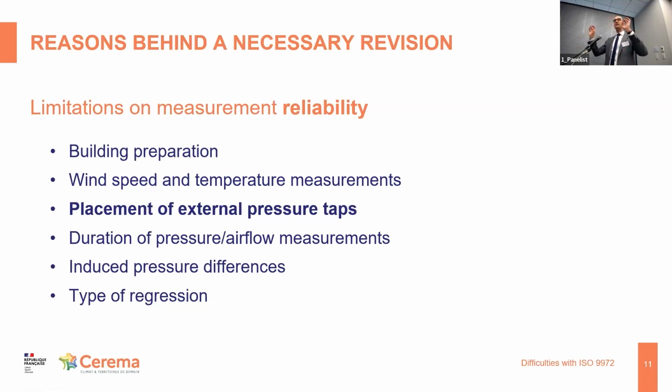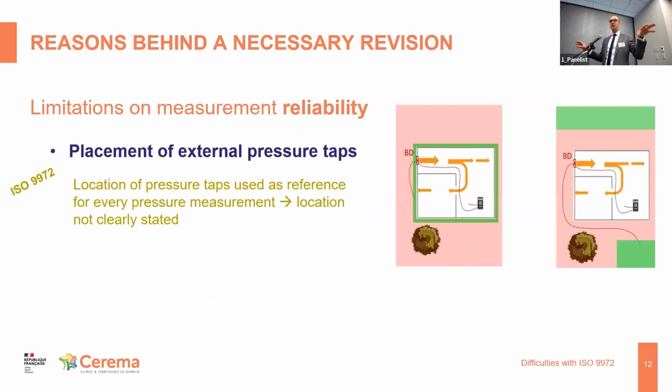So if we're conducting the pressure difference measurement between inside and outside while simultaneously measuring the airflow, we put pressure taps inside the building and outside the building. And this location is used as a reference for each pressure station and for zero flow pressure measurements before and after the actual measurements. However, this is not really clearly stated in the standard.